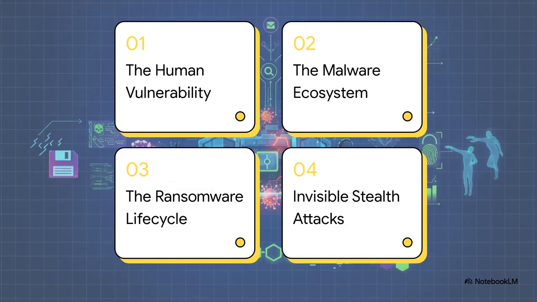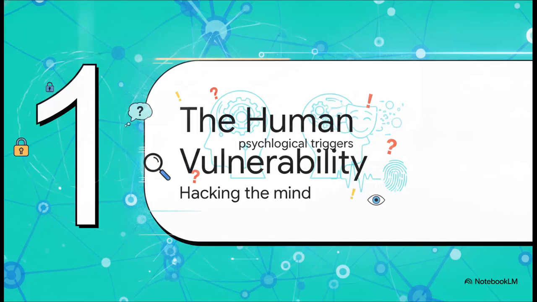Okay, so here's our agenda for today. First up, the human vulnerability. Then we'll get into the malware ecosystem. Third, the ransomware lifecycle. And finally, number 4, invisible stealth attacks. Let's jump right into Section 1, the human vulnerability, hacking the mind before hacking the machine.